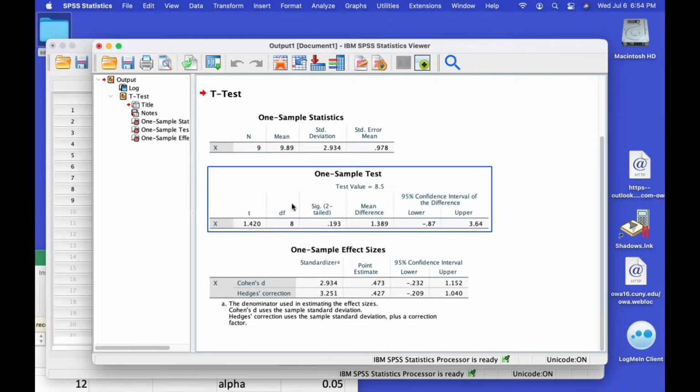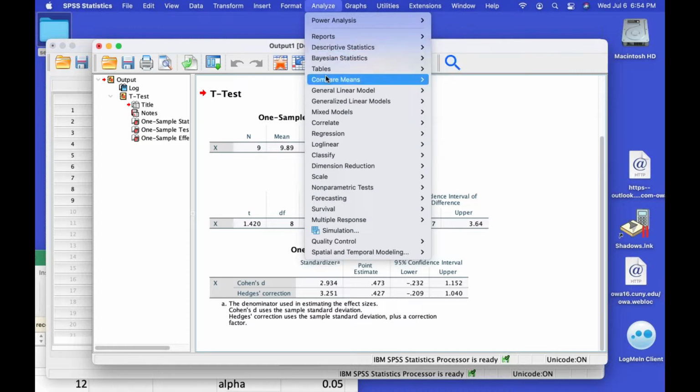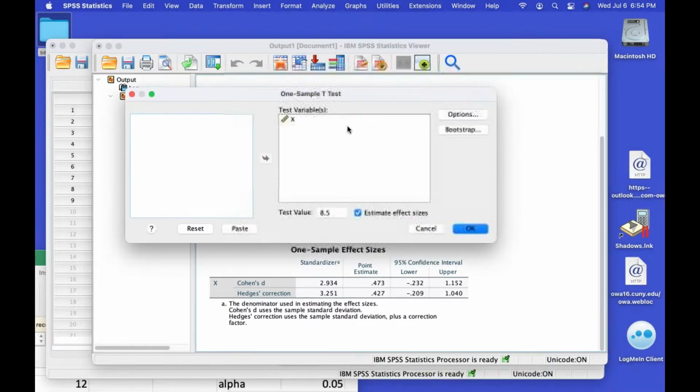But really, I'm interested in the t-value, degrees of freedom, and the significance, the p. That's your p-value, your probability of being wrong. Okay, so I'm going to repeat this, except I'm going to put in 7.5. Compare means, one sample t-test, except this time I'm going to change this to 7.5 and see if they're different enough now for me to reject the null hypothesis.